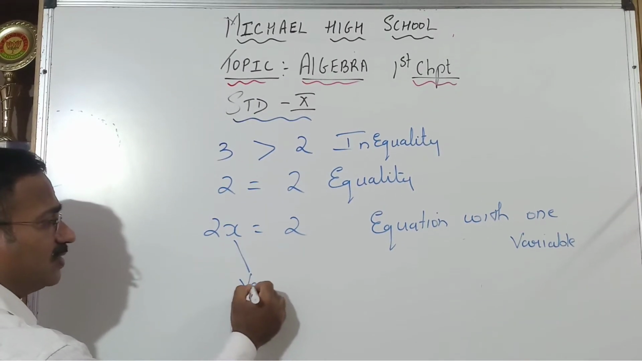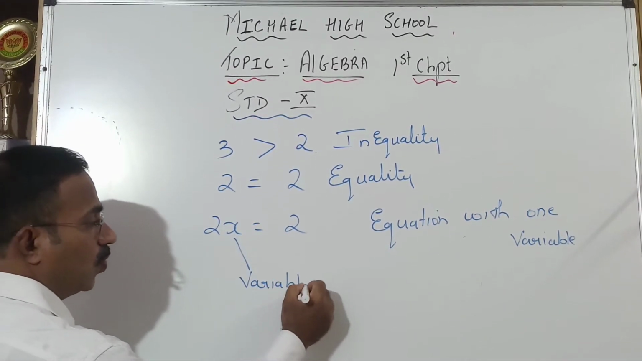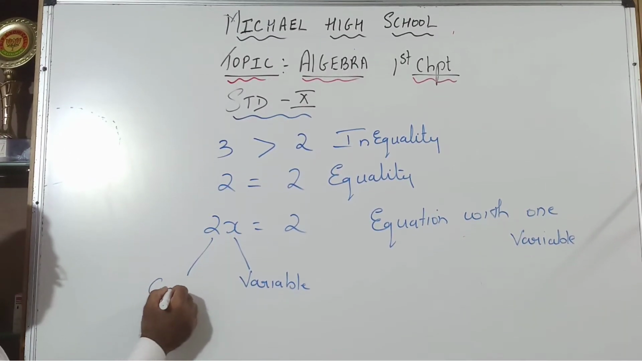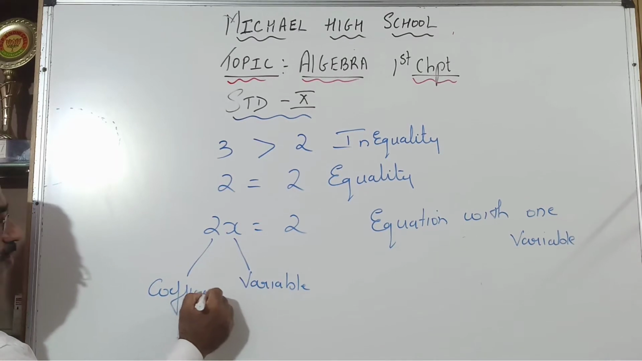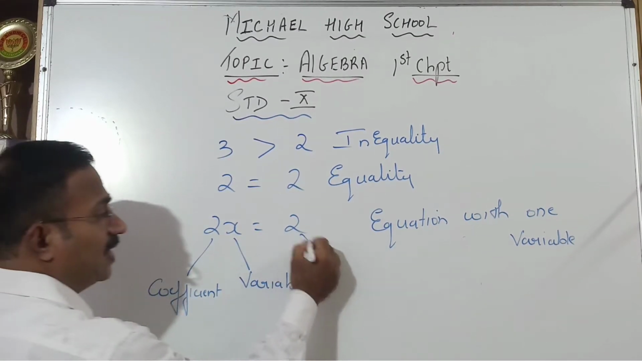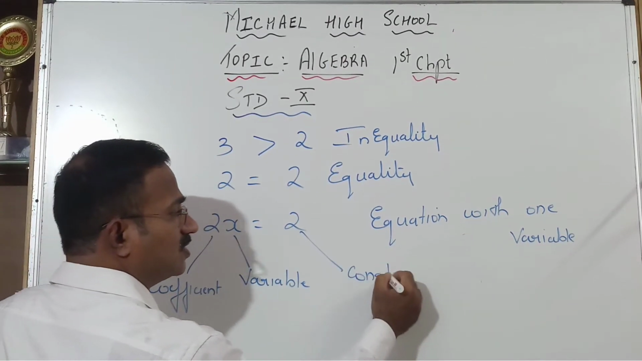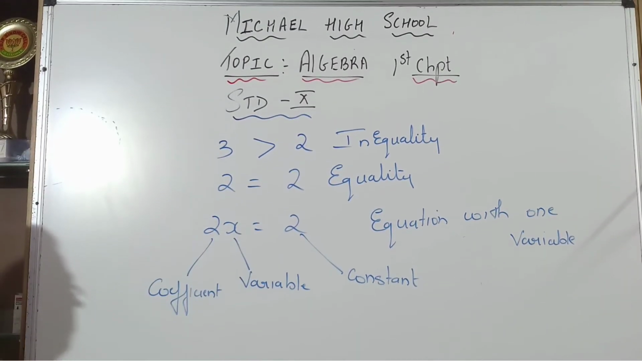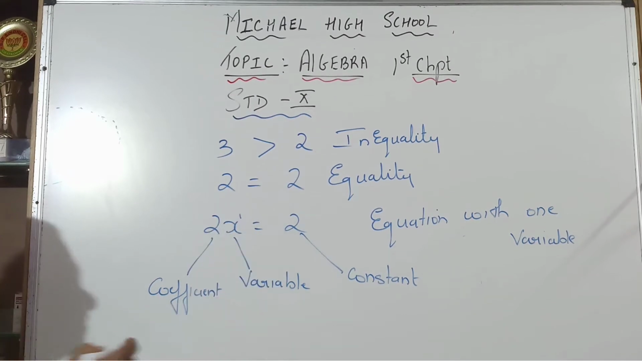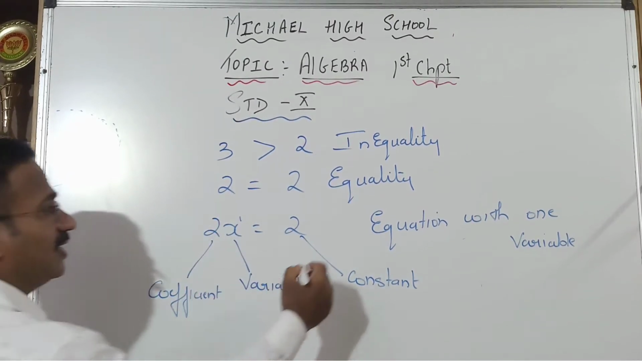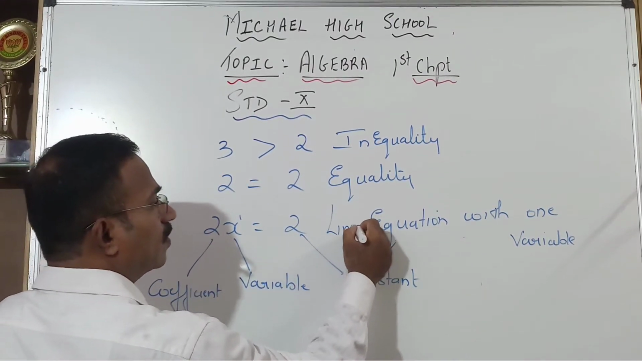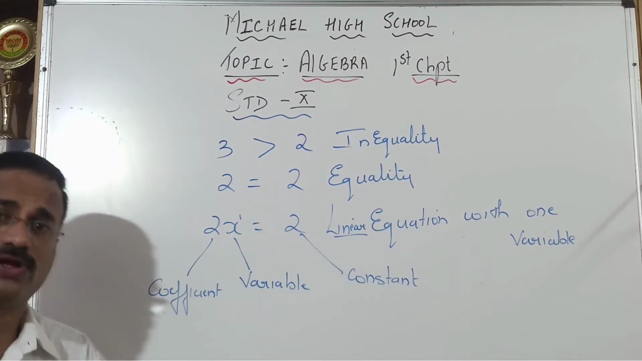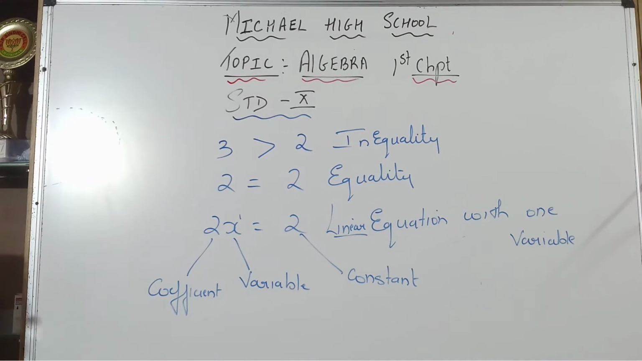This alphabet is called variable. A number with the alphabet is called coefficient. The single number is called constant. Now what is the degree of the variable? The degree of the variable when nothing is given is 1. Then it is called linear equation. Linear equation with one variable because there is one alphabet.